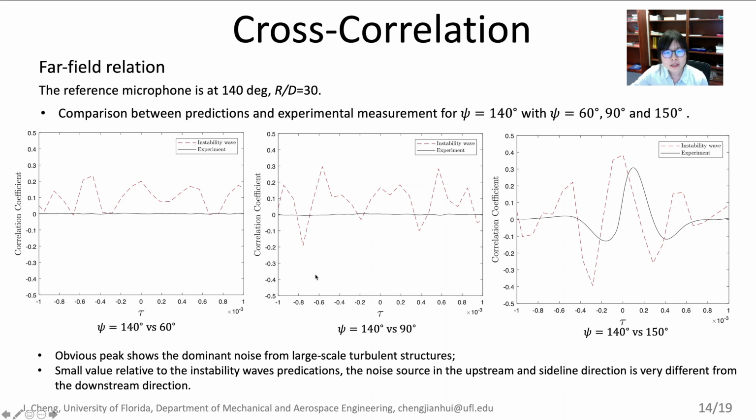At 60 and 90 degrees, the correlation from experiments is almost non-existent, which means that the noise sources are distinct for these two angles relative to the reference angle. But for our predictions, the correlation is high, which means that the noise sources are similar to the reference angle.